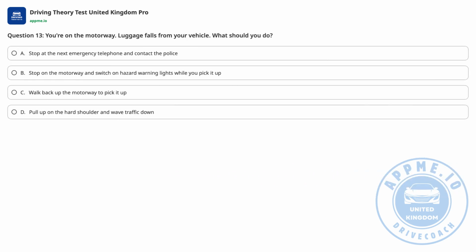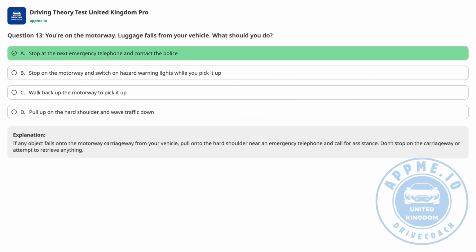Question 13. You're on the motorway. Luggage falls from your vehicle. What should you do? A. Stop at the next emergency telephone and contact the police. B. Stop on the motorway and switch on hazard warning lights while you pick it up. C. Walk back up the motorway to pick it up. D. Pull up on the hard shoulder and wave traffic down. The correct answer is A.